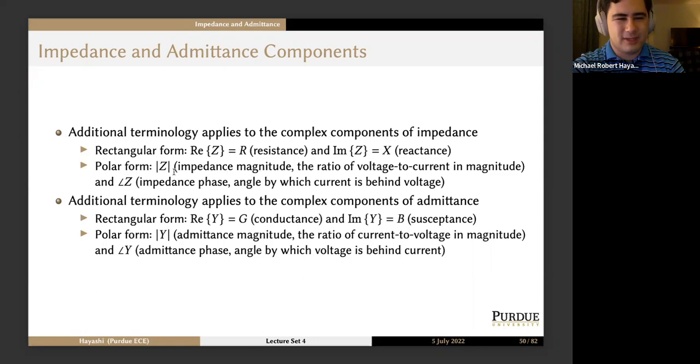And in polar form, we talk about the magnitude, or the modulus of Z, which is the impedance magnitude. Doesn't really have a special name, thank goodness. It's just the impedance magnitude, which is the ratio of voltage to current in magnitude. And then we have the angle of Z, or the argument of Z, which is the impedance phase, the angle by which the current is behind the voltage. So it's like the amount of lag in the circuit.